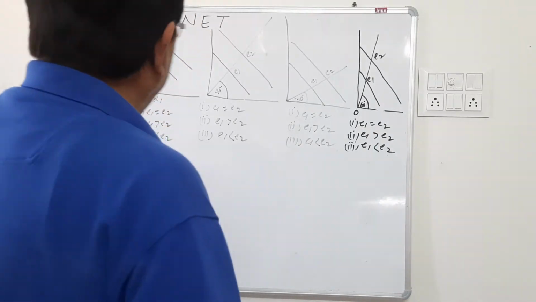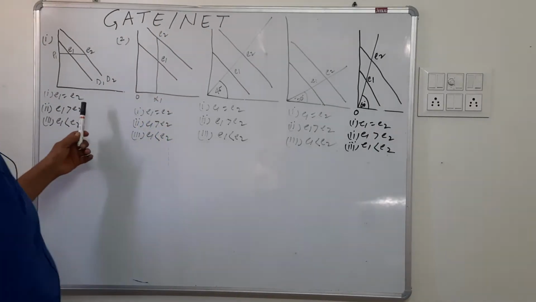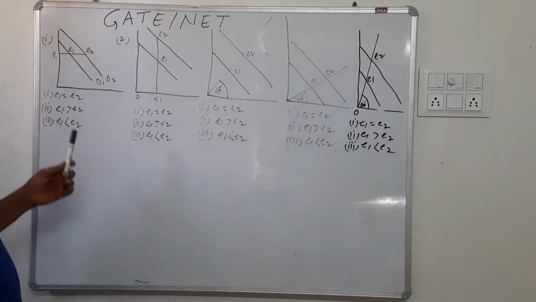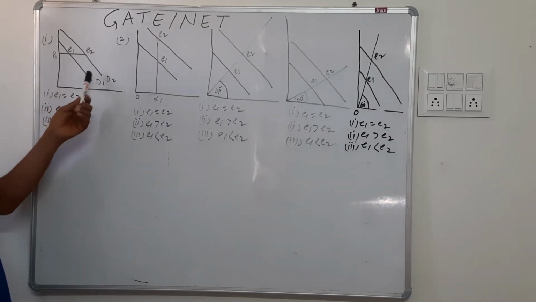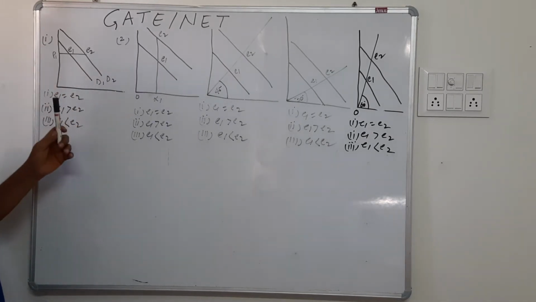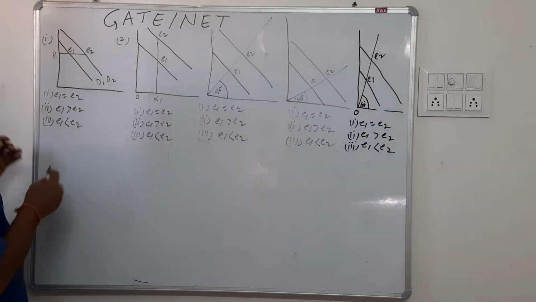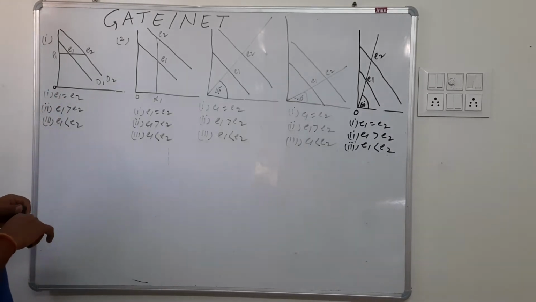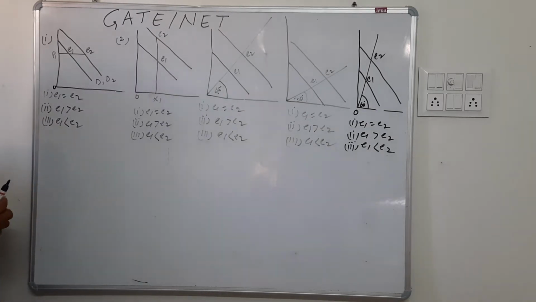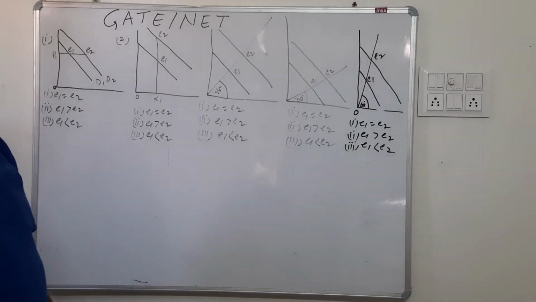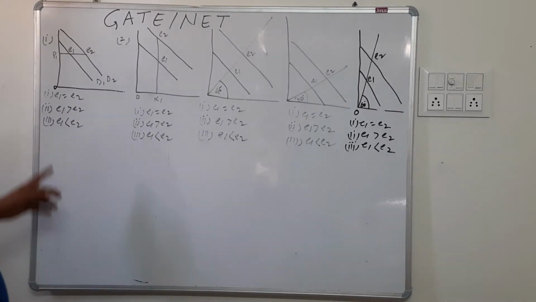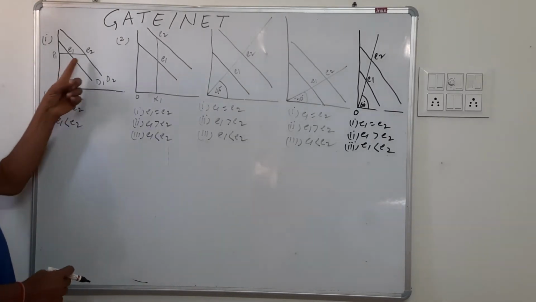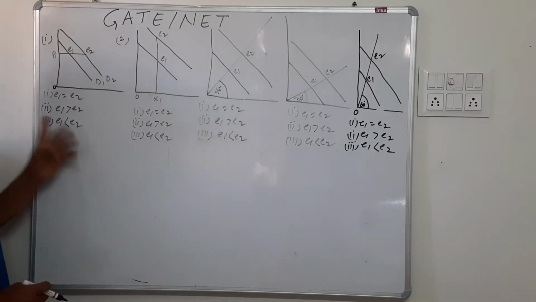The first question was asked in NET 2019 probably. These two demand curves are parallel demand curves, and at a constant price P1, the elasticities on the two demand curves are E1 and E2. It is asked whether E1 and E2 are the same, or E1 is greater than E2, or E1 is smaller than E2.